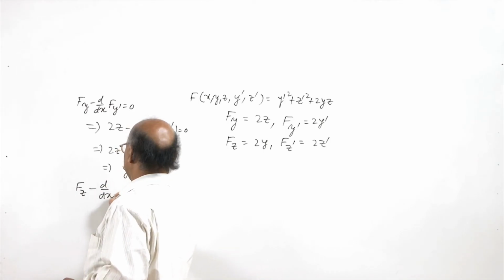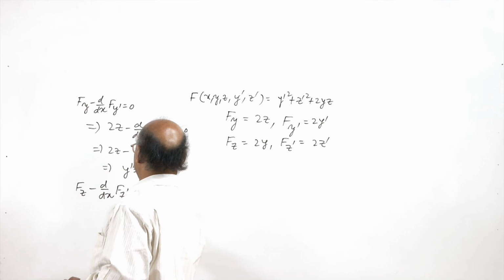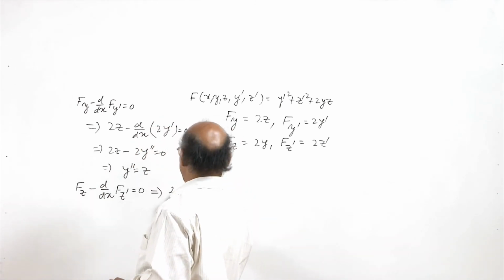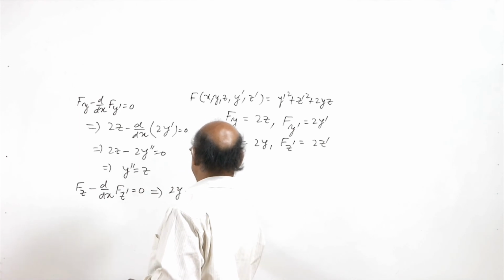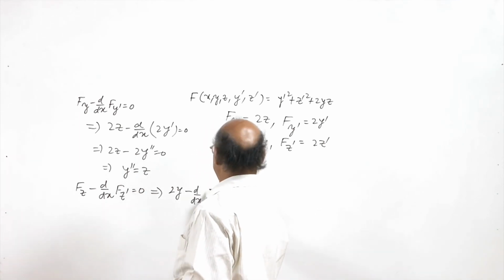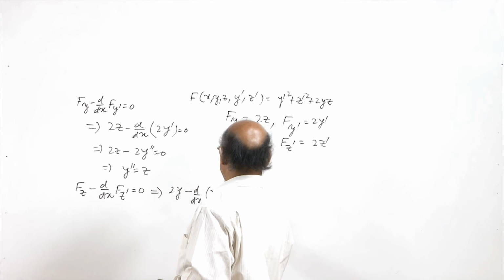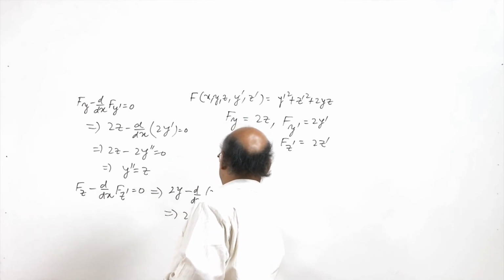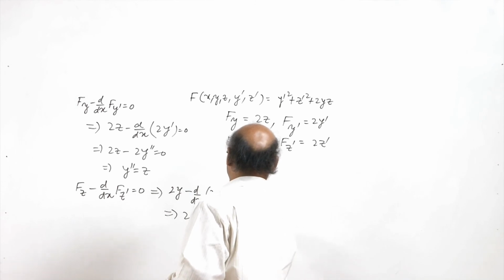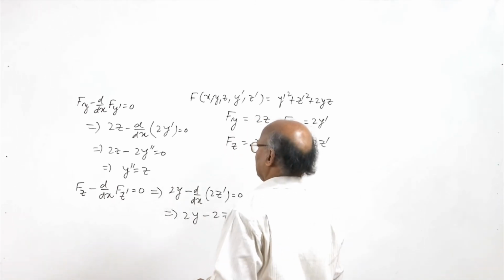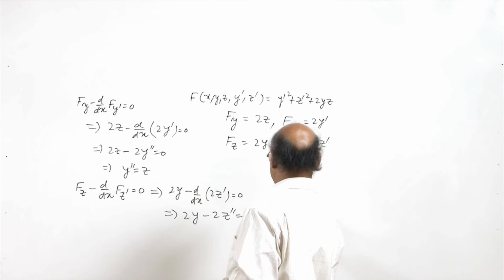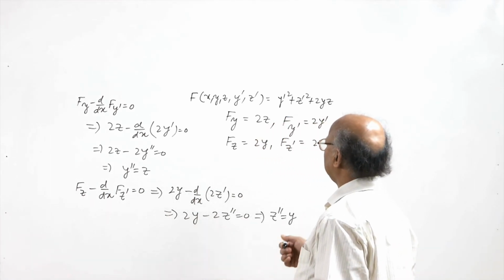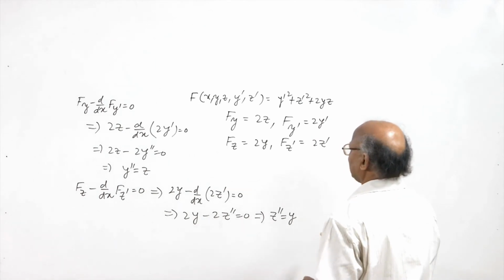The other Euler's equation f z minus d over dx of f z dash equal to 0 gives us 2y minus d over dx of 2 z dash equal to 0. So we get 2y minus 2 z double dash equal to 0, or z double dash equal to y.